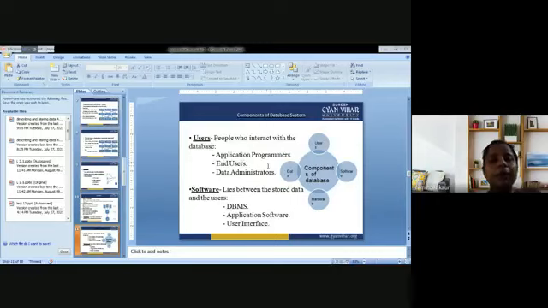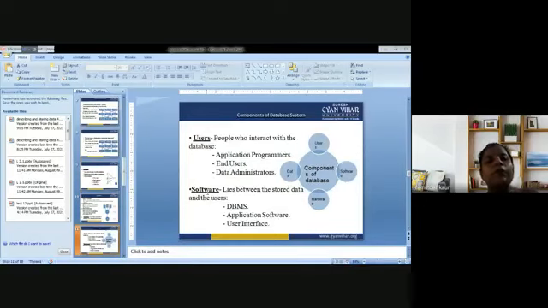So application programmers are developing applications so that they can store the data, and users are interacting with the database management system. Data administrators are coordinating all the activities of the database that is concerned with the particular organization. So there are certain roles that are associated with the database administrator. So he has to perform those roles. So we will be discussing database administration in detail.